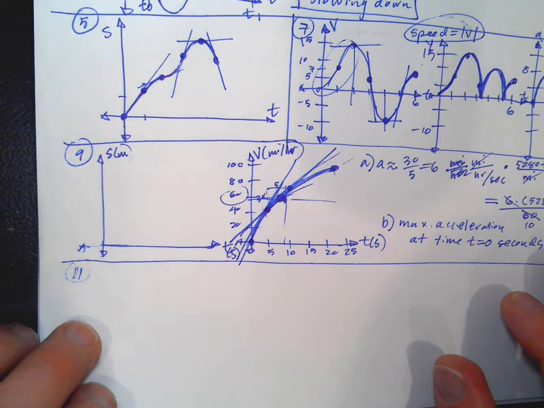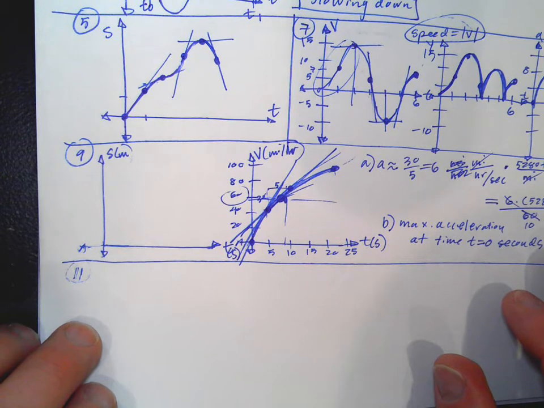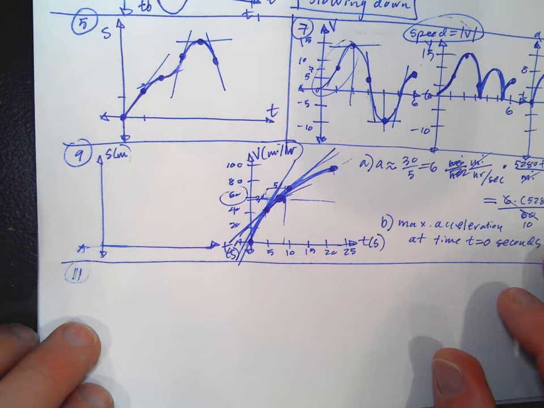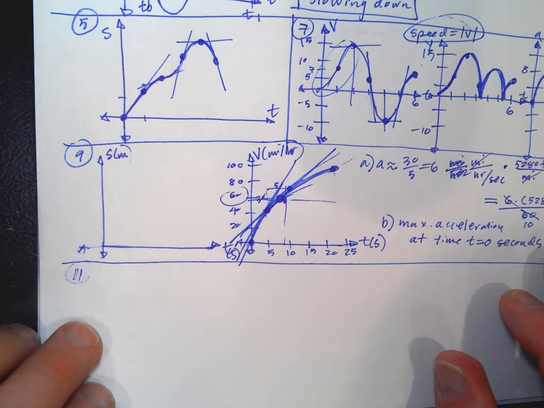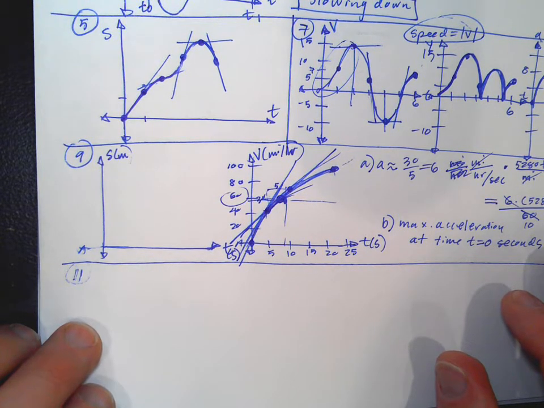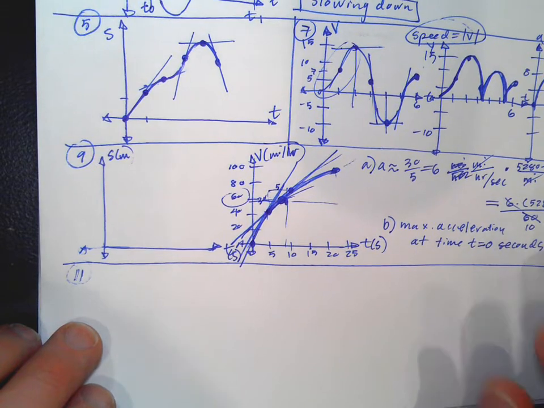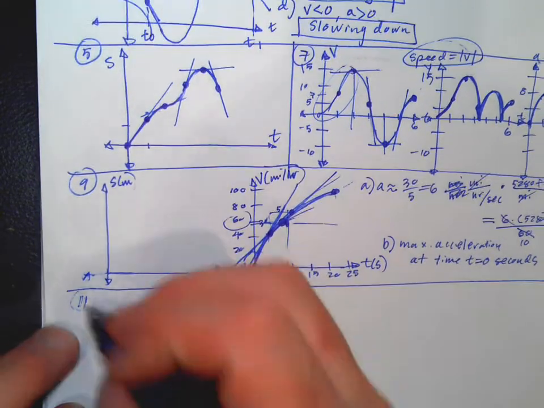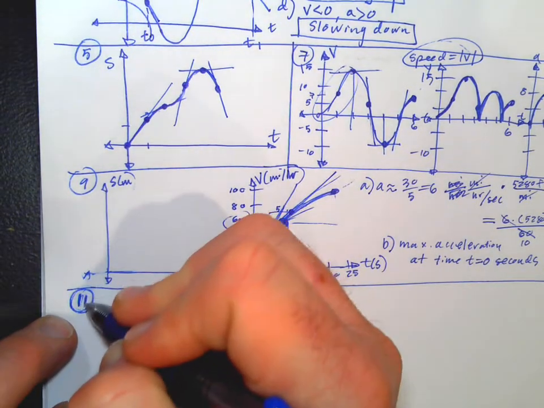B, find the position, velocity, speed, and acceleration at time t equals 1. C, at what times does the particle stop? D, when is the particle speeding up, slowing down? E, find the total distance traveled by the particle from time t equals 0 to time t equals 5, which is something we haven't talked about. So I'll show you how to do that, but it's something we're going to go into more detail about soon.